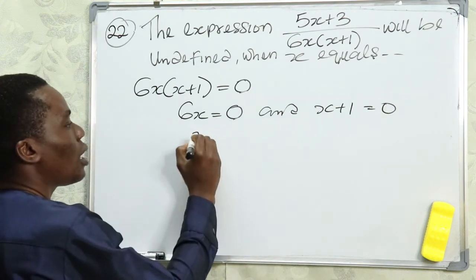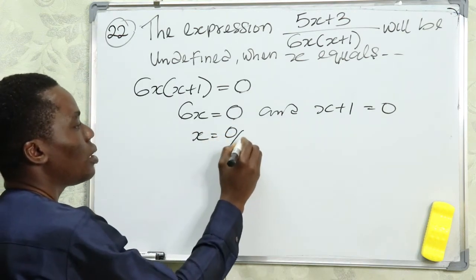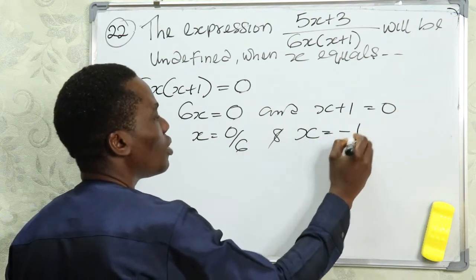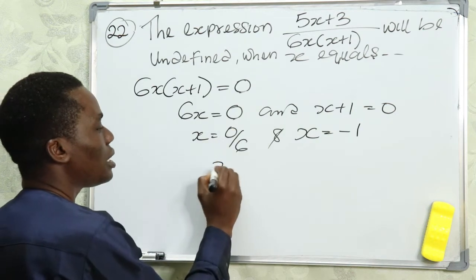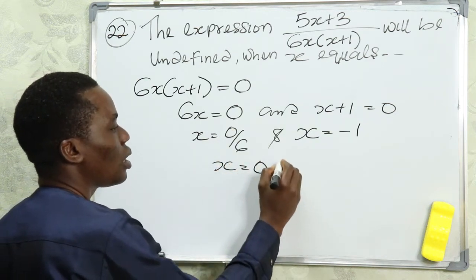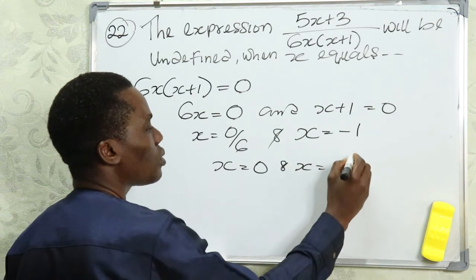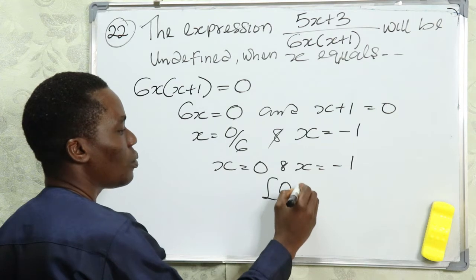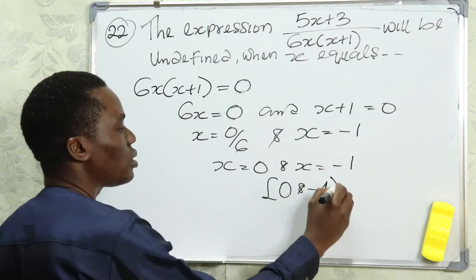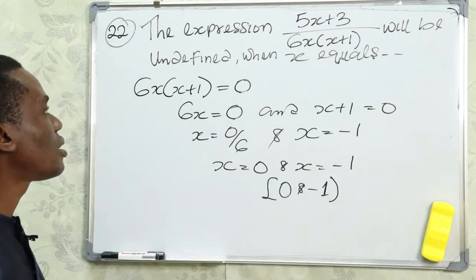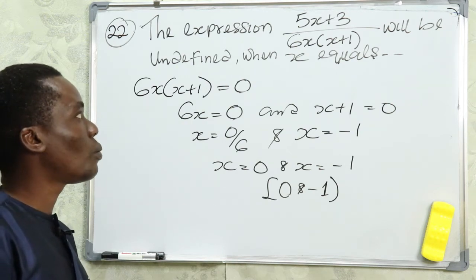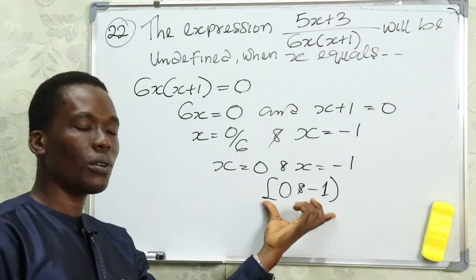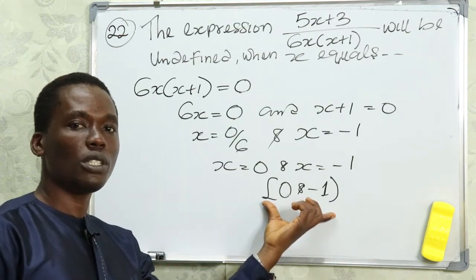So from here our x will be equal to 0 divided by 6, which is 0, and x will be equal to minus 1. So at the values of x equal to 0 and minus 1, this expression will be undefined. Let's look at question number 23.